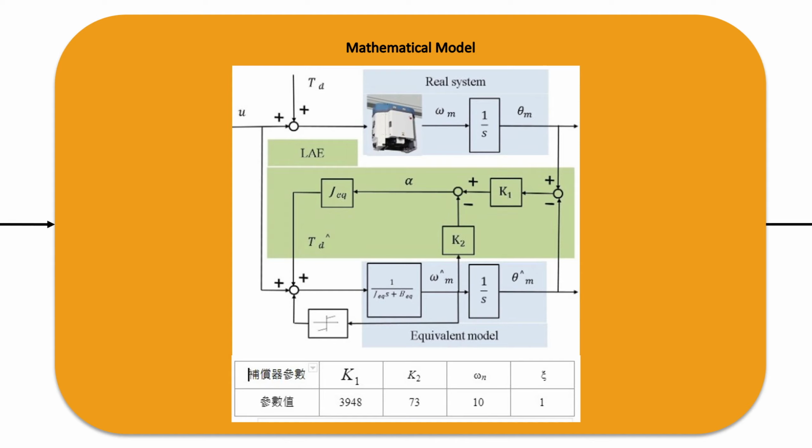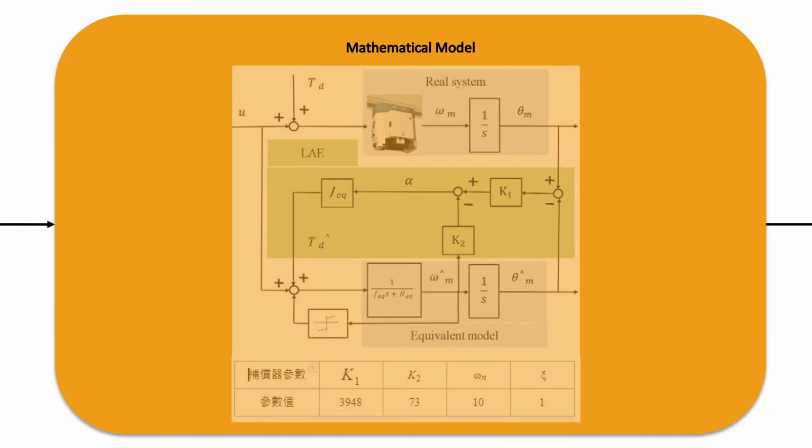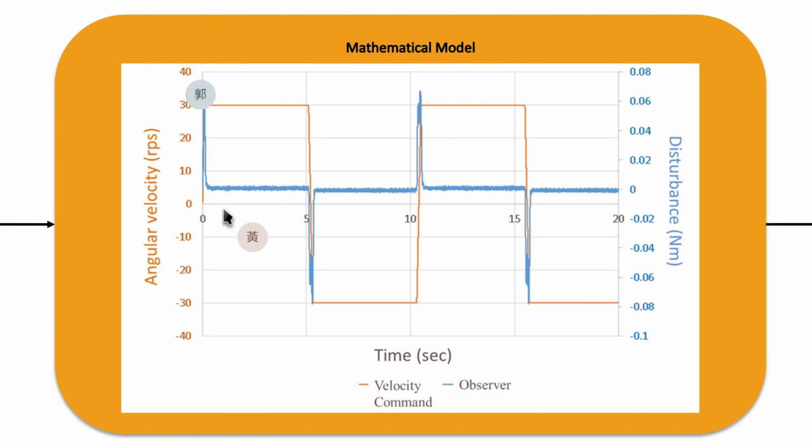In comparison to the real system and the equivalent models, we hope the real system can be equal to the equivalent models in order to calculate the solutions here. In this figure, in the origin, this is a velocity command. We will send the command to the outside, and this blue line is an observer which detects the real-time input.